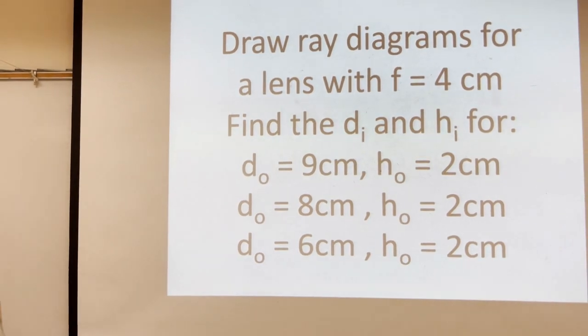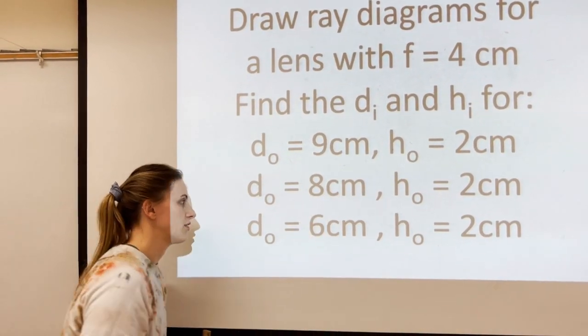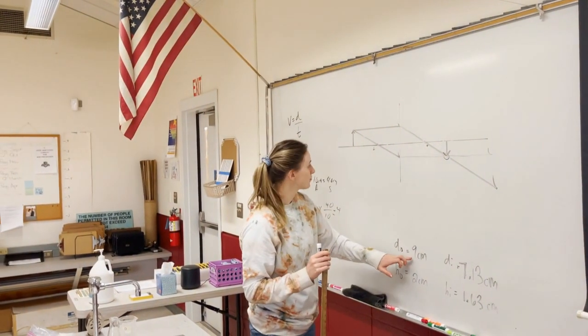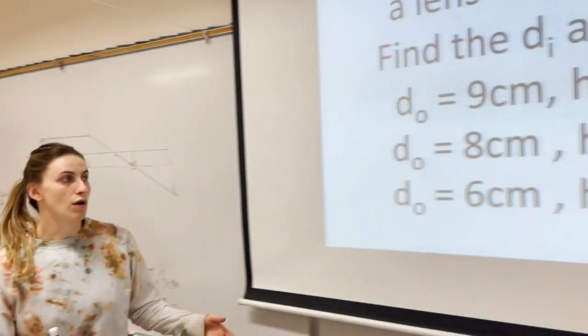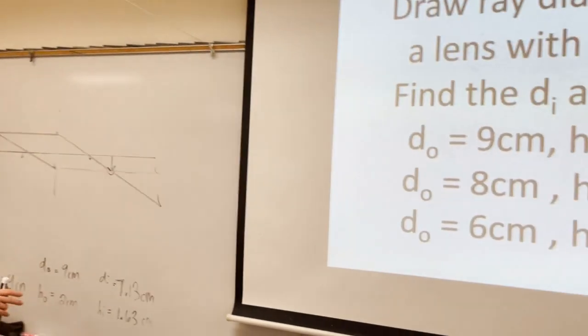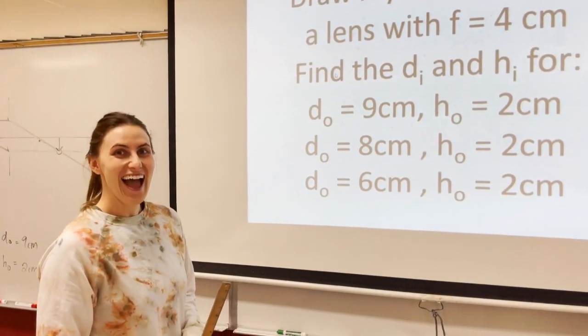And what I want you to do is the same exact thing, but now the distance of your object is going to be 8 centimeters. Height will stay 2, so change this to 8. And then one more where you change that to 6. So ray model diagrams. On your mark, get set, go. Okay, pause this and come back when you're done.